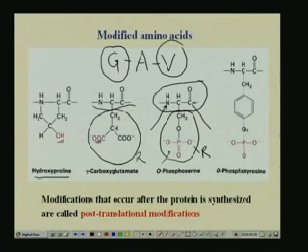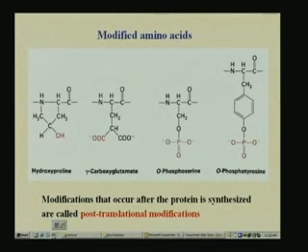Now usually when the polypeptide chain is formed, this is not a common occurrence. All the modified amino acids that you see occur after the protein is formed. As I have mentioned, these are modifications that actually occur after the protein is synthesized, and we call them post-translational modifications, because the process of translation is how you get from RNA to protein.